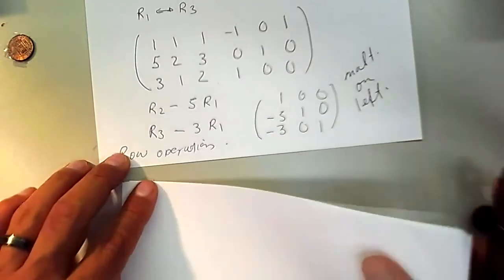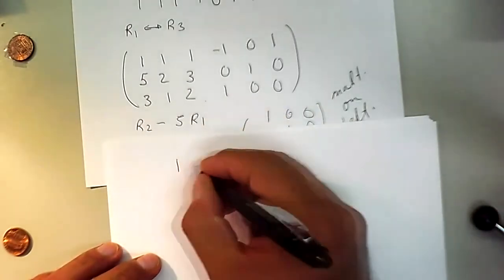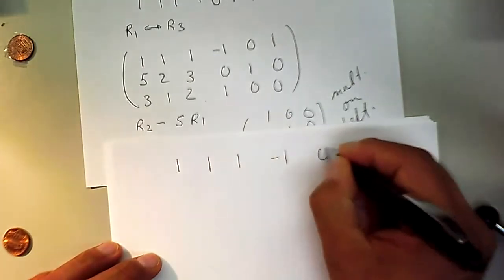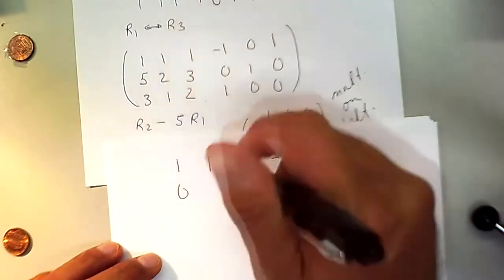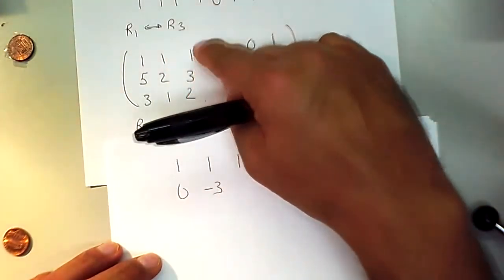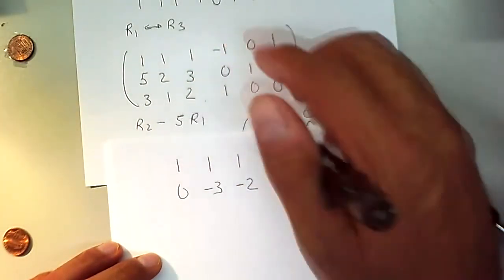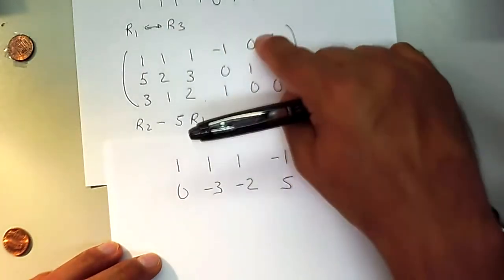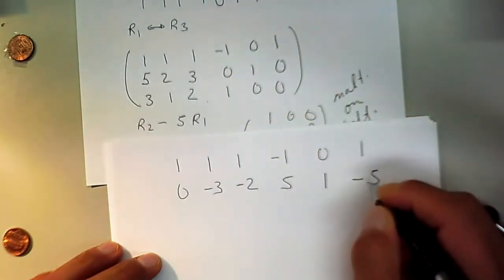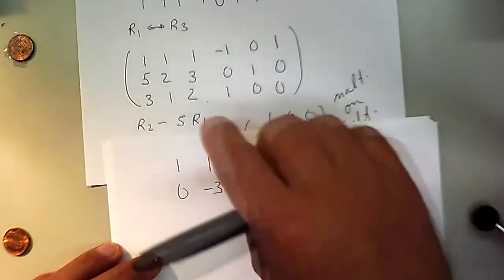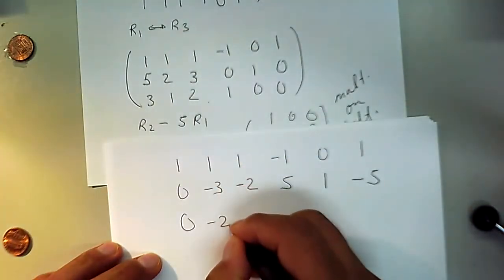Okay, so let's go ahead and get our next matrix. Oh, so the first row stays intact. Second row: 5 minus 5, 2 minus 5, 3 minus 5, 0 minus negative 5, 1 minus 5 times 0, 0 minus 5. Okay. Third row: 3 minus 3, 0. 1 minus 3, negative 2.